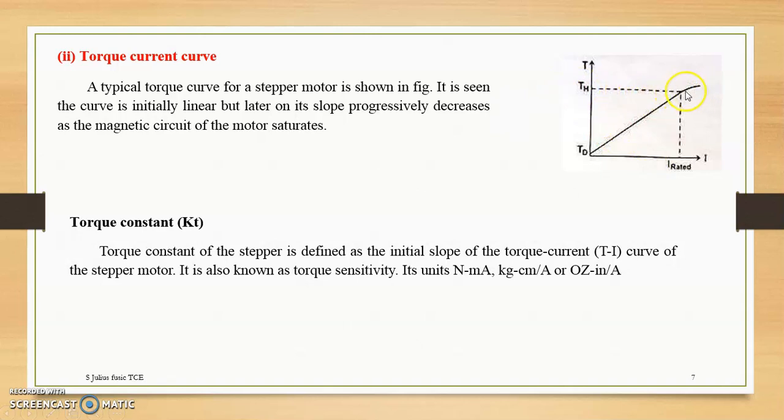After that it will be slipping from the system, and that maximum point is said to be the holding torque position, and at that point the current will be the rated current or the maximum loading current of your stepper motor. Here the torque constant is defined as the torque sensitivity of the system.